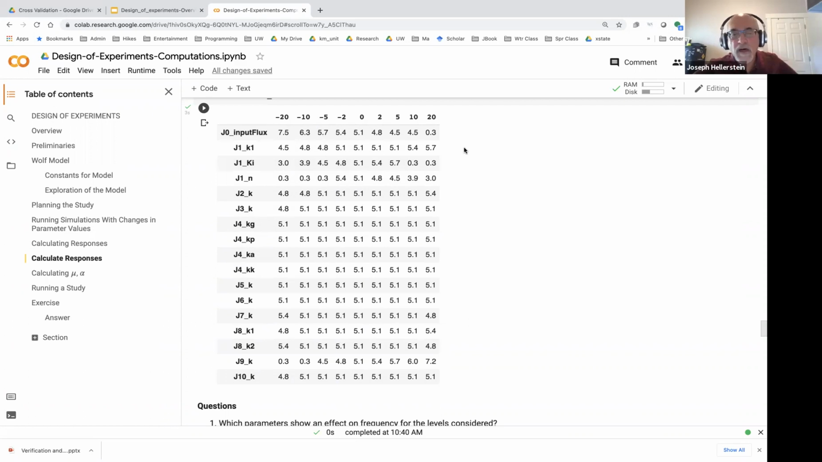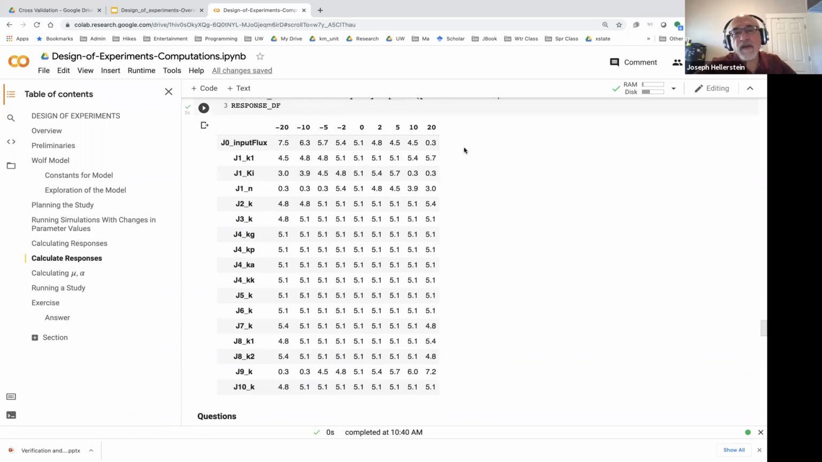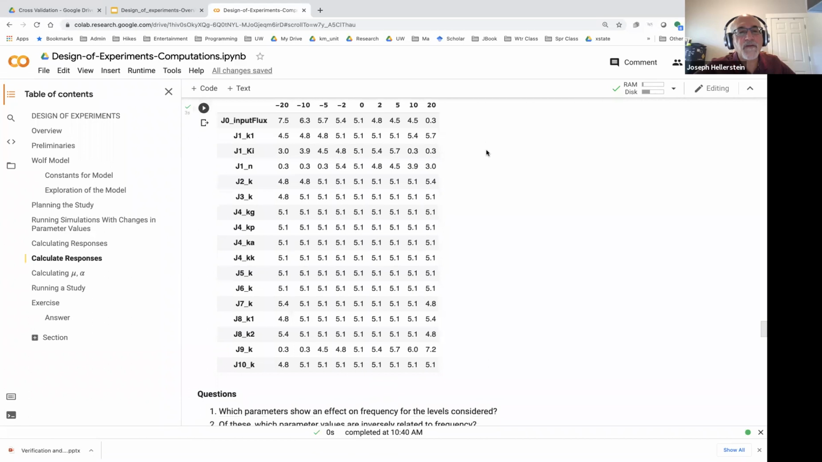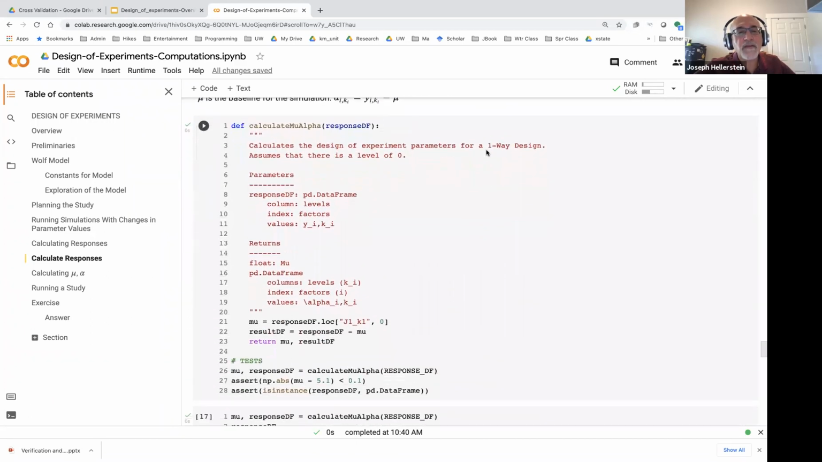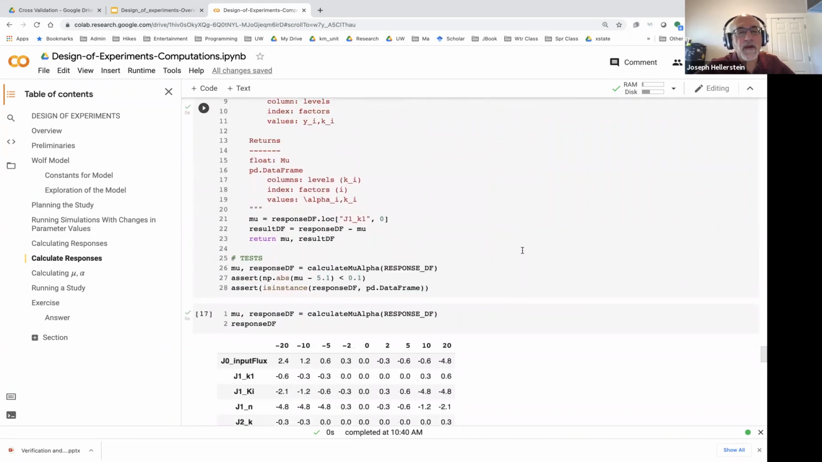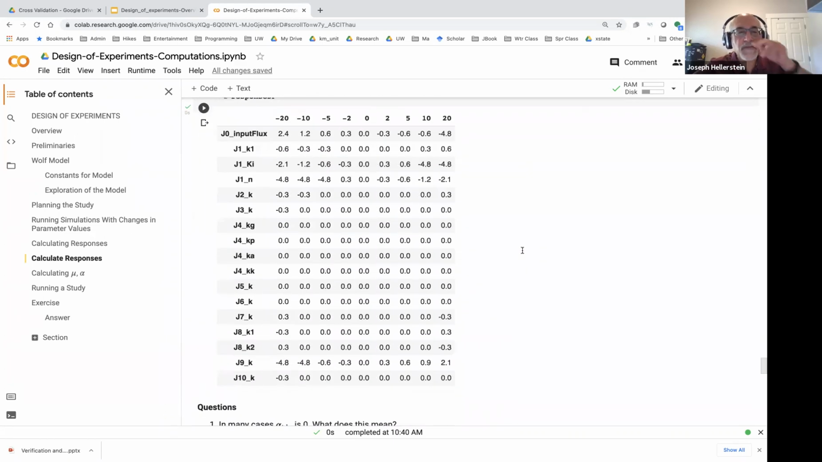Now, these are the Y's. From this, of course, you get the mean, which is just this column, all the same. But we would like to see the alphas, because that gives a sense of what the effects are relative to the mean. This function calculates the mean, which is pretty straightforward, and then the alphas, which is a subtraction from the response value. That's what this table gives. It gives the alphas, and you see that some of the parameters have an effect and some of them don't.